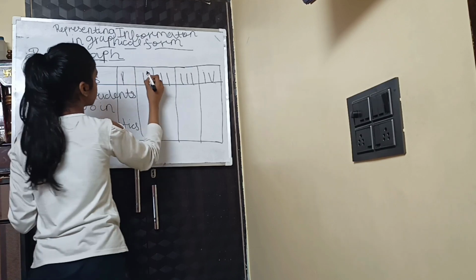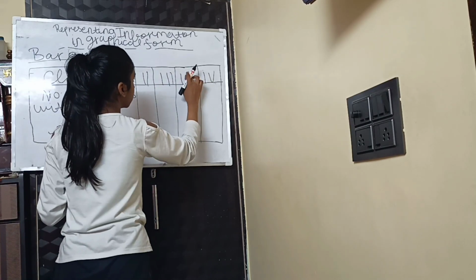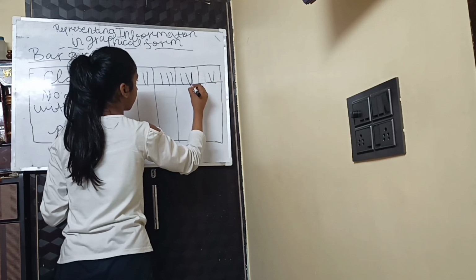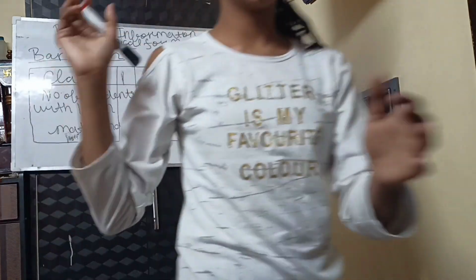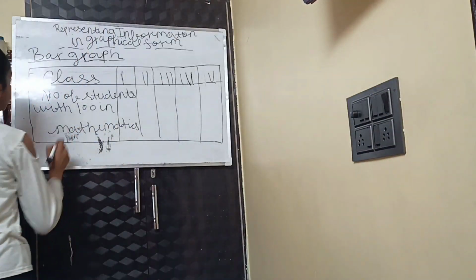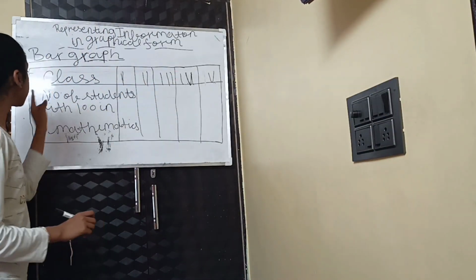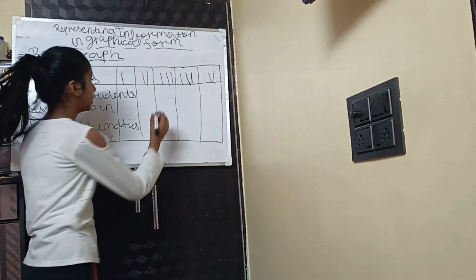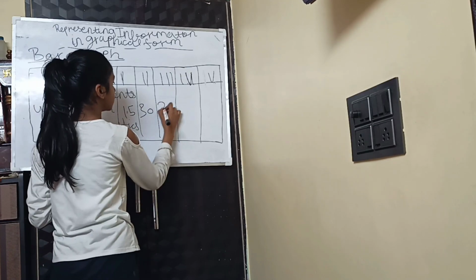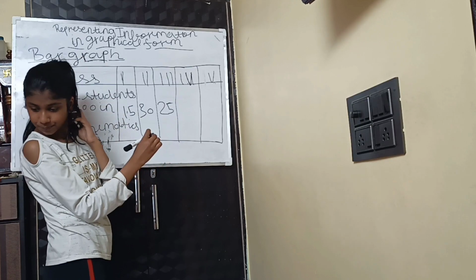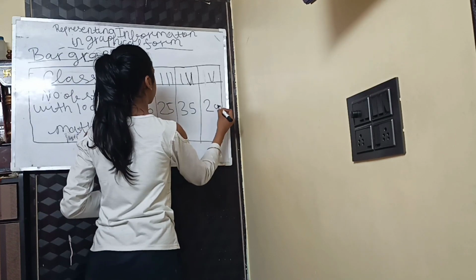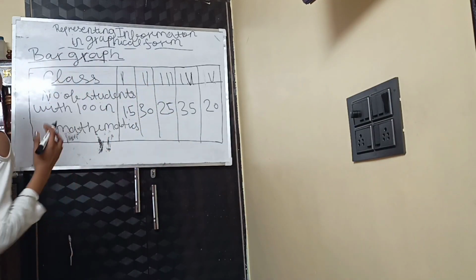We write here 1, 2, 3, 4 and 5. Okay, so we'll do it like this. Class 1, 2, 3, 4, 5. Number of students with 100 in mathematics. In class 1 it was 15 students, 30 students, 25 students, 35 students, and in class 5 it was 20 students. So this is how we do the tabular form.